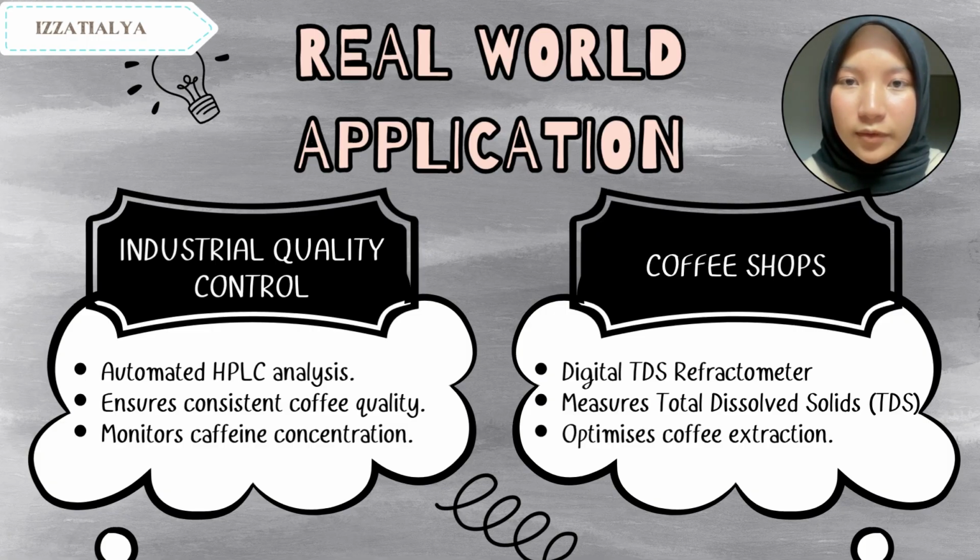In specialty coffee shops, baristas use a digital total dissolved solids meter, or TDS meter. This portable instrument measures how light is refracted through the coffee to calculate the extraction yield instantly. By using this data, baristas can adjust the brewing process and consistently produce high quality coffee.